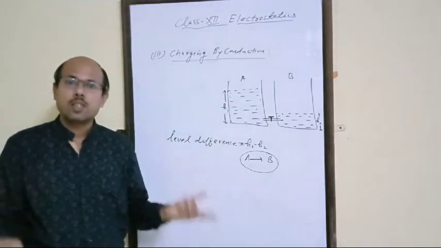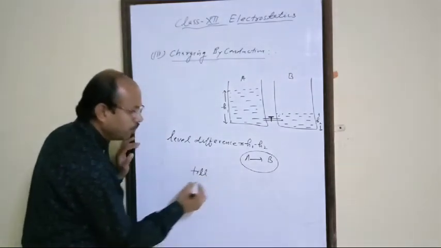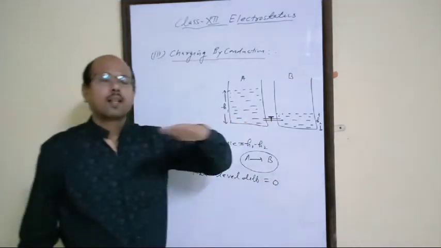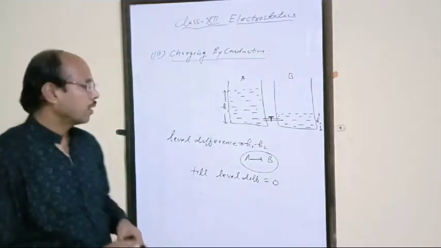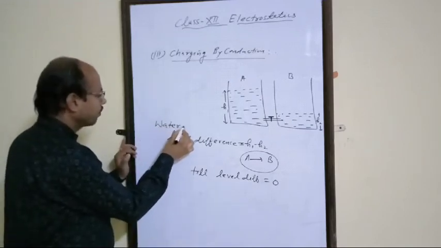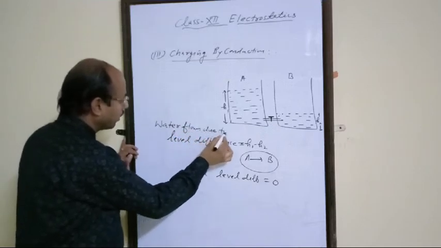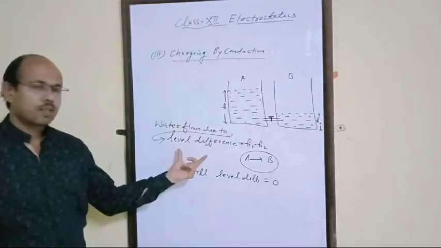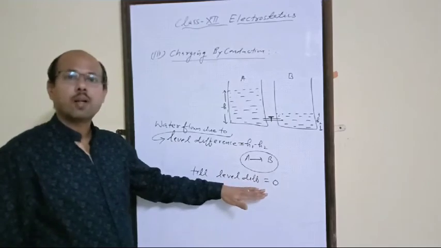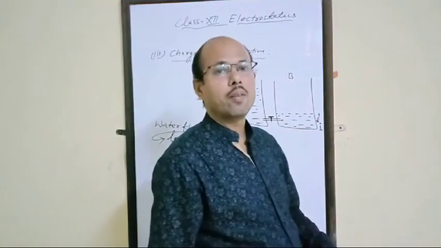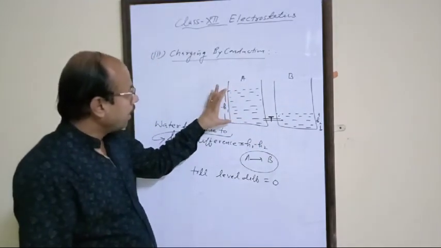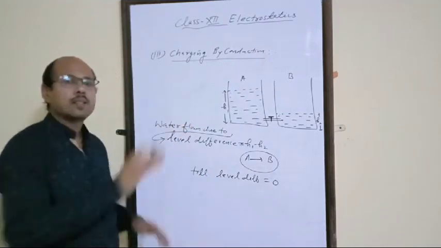And up to which point or situation does water flow? Till level difference becomes 0. As soon as the level difference becomes 0, water flow stops. What important conclusion do we get from this example? Water flows due to level difference, and up to which point? Till the difference becomes 0. Water flows from high level to low level, or we can say from higher potential, higher energy level, to low energy level, till their energy levels become equal.